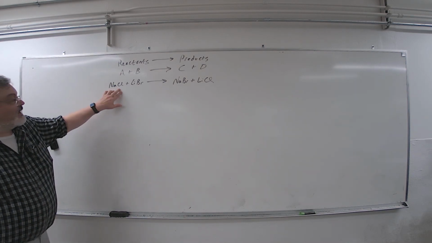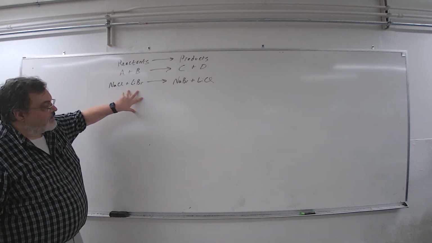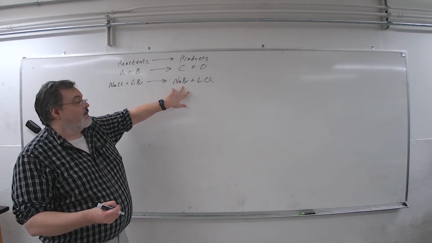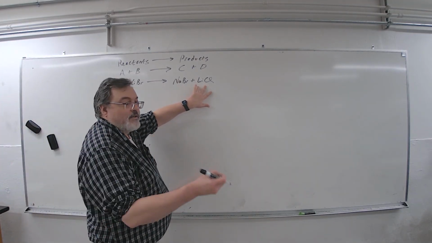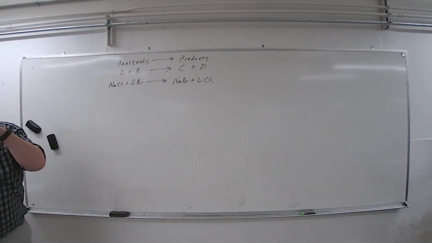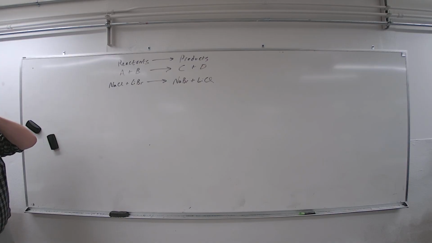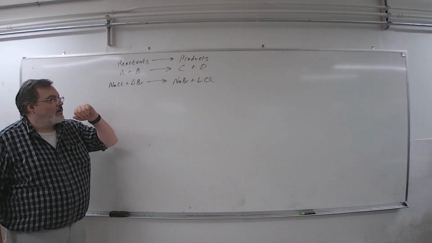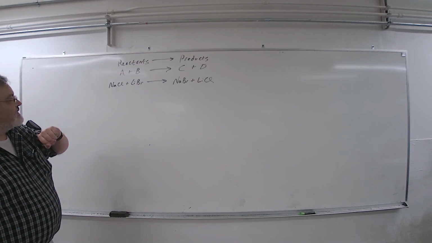So the NaCl bond is broken, the LiBr bond is broken, and the NaBr bond is formed, a new bond, and an LiCl bond is formed. Actually, all of these are soluble, so this is not a great example because you would necessarily be doing this in water, but just to keep things simple, assume this actually happens without these being dissolved in water.